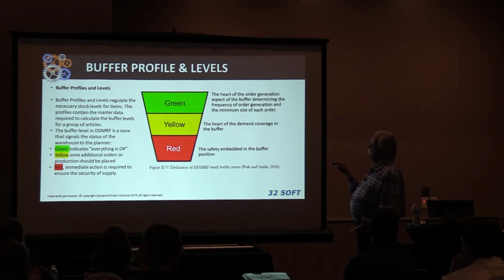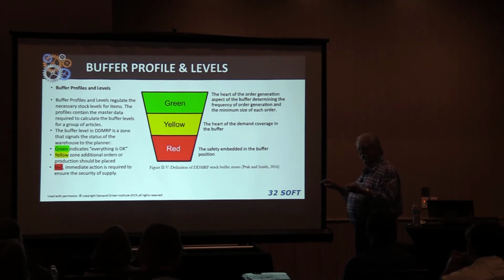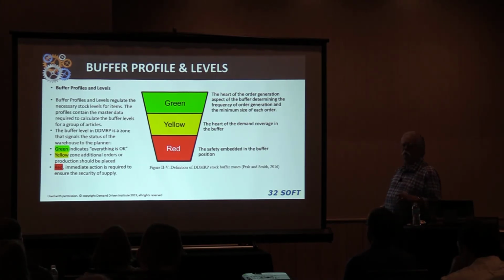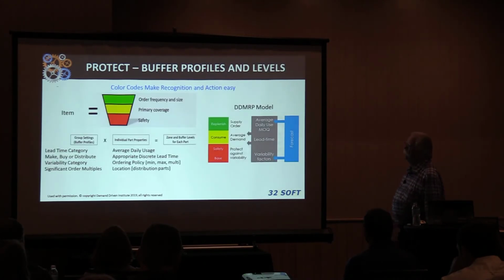We're always going to try and calculate up into the green. If we calculate an inventory status that's in the yellow, then it's going to order up. And red tells you that you better do something. You've got problems.